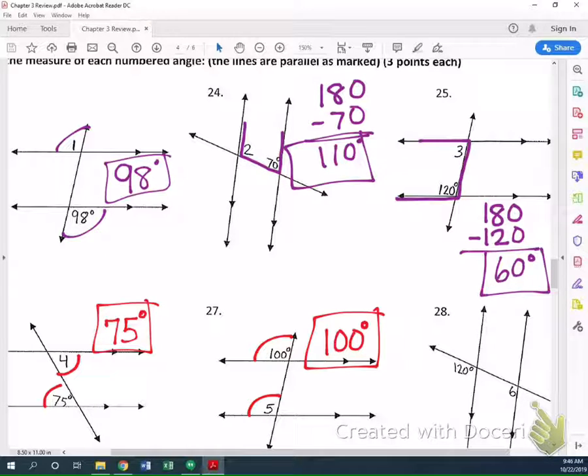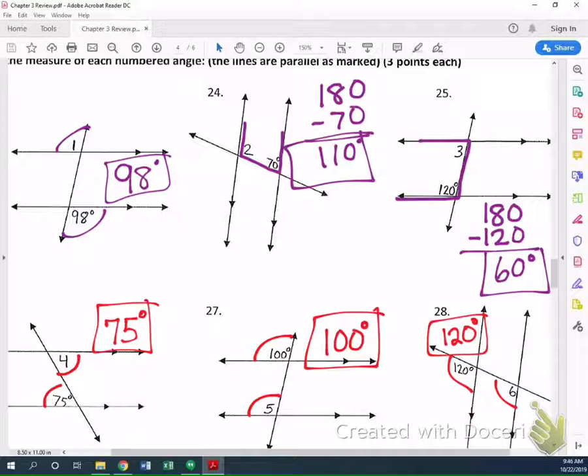All right, and 28. They're corresponding. So what's the measure of angle 6? 120. Good.